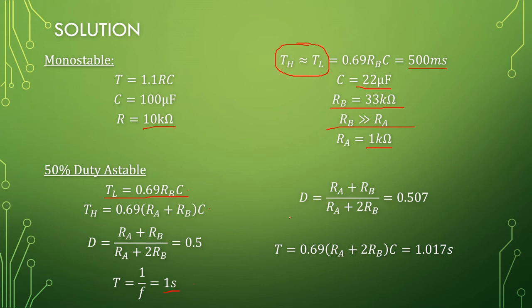Okay, but I like to do some checks and recalculate the duty cycle. So our duty cycle is 50.7% with a 1 kilo ohm resistor, and our period is 1.017 seconds with our component choices. It's always good to make sure that you did everything correctly, especially when you're making assumptions, so that your component choices are not shooting yourself in the foot.